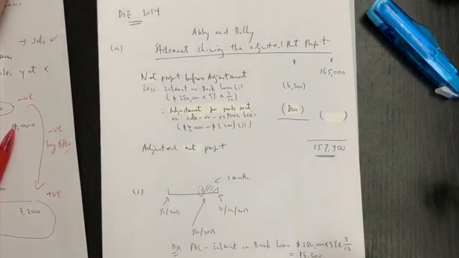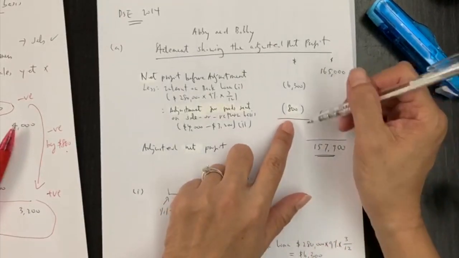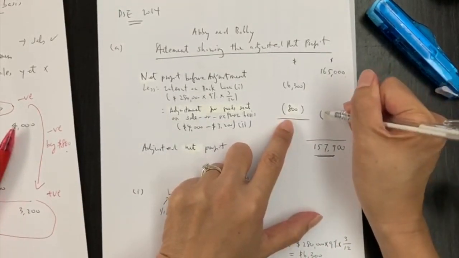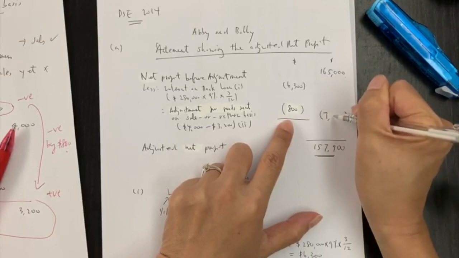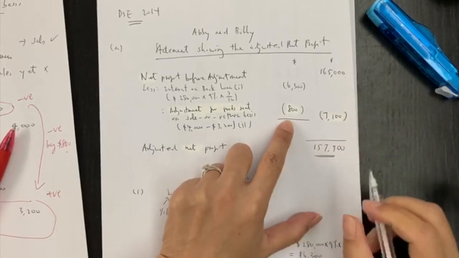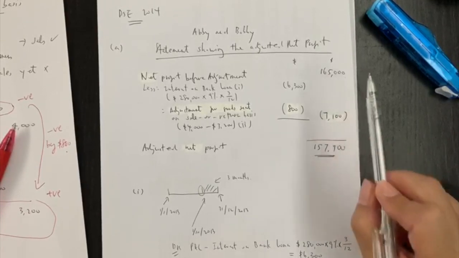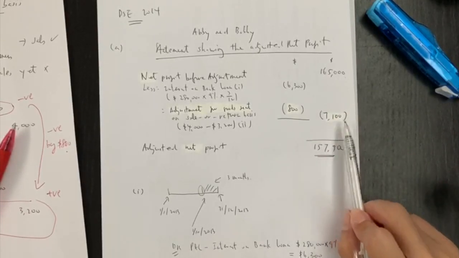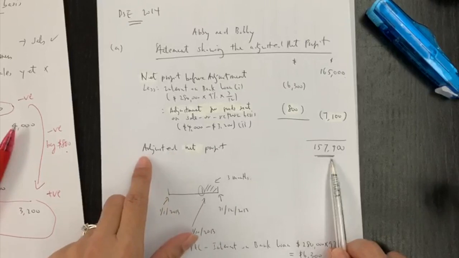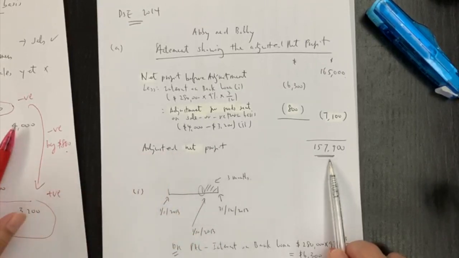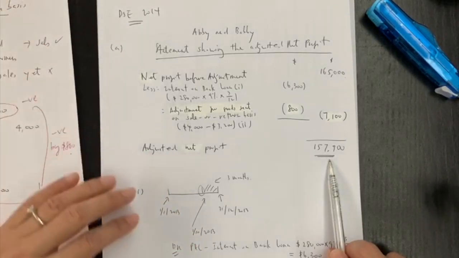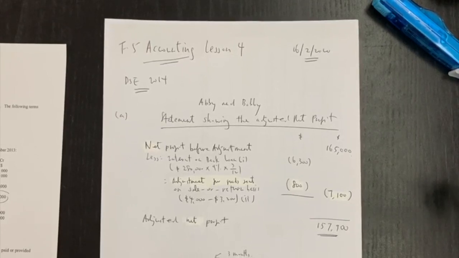Now the final answer. So altogether we need to minus 7,100. So start with the wrong figure of net profits, and after adjustment, we get the adjusted net profit figure here. All right, now we have finished part A.